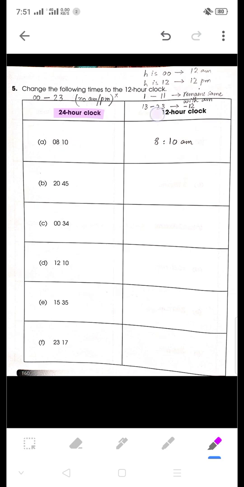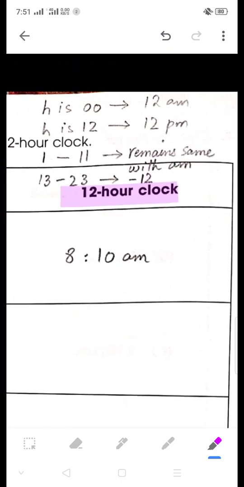Now we have to convert 24-hour clock system into 12-hour clock system. You know, in 24-hour clock system, the hour range is from 0 to 23, and we do not write any AM or PM with it. In 12-hour clock system, we do write AM and PM. 4 rules for it, just like we did before. If hour is 00, you will write 12 AM for it, because 00 means the day has just started, and in 12-hour clock system, day starts from 12 AM.